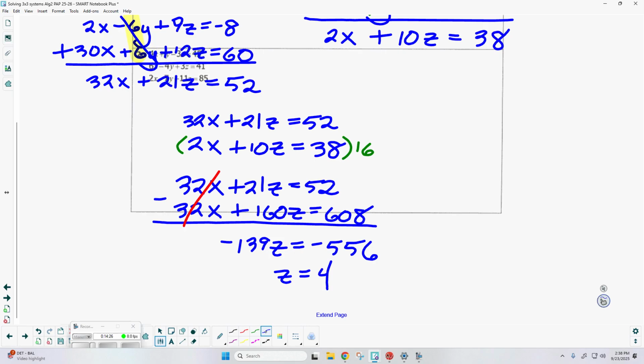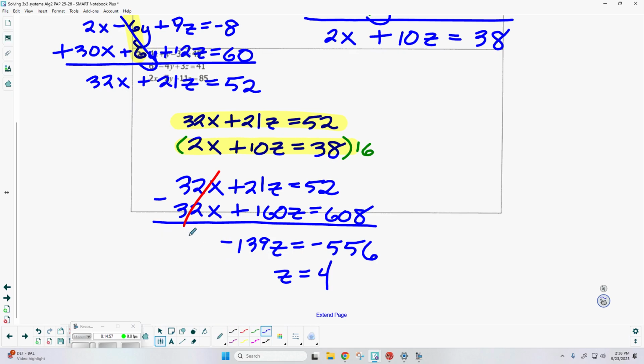There we go. See, I rewrote the 3 by 3, so it's a 2 by 2. I solved the 2 by 2. I have my first variable. Now I start to backtrack. I'm going to take this first variable, and I can go ahead and plug it into either equation that contains x and z. So I'll find x, then I'll use x and z to find y, and we'll have our ordered triple. Okay, so what would you like me to use, the top one or the bottom? Okay, let's use the bottom.